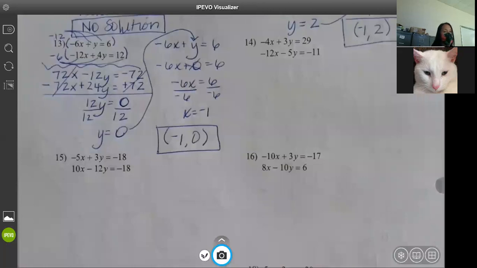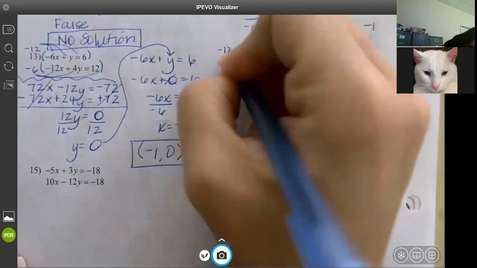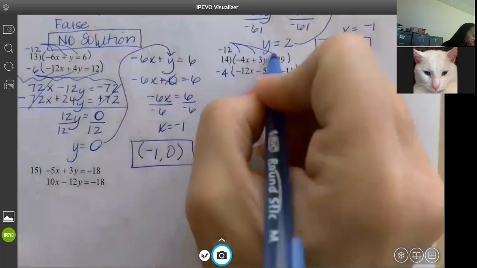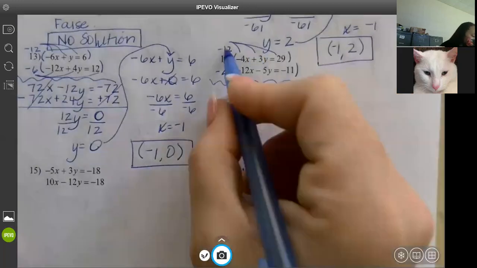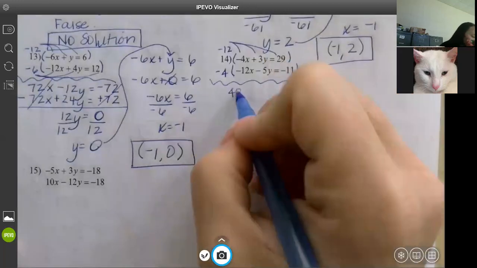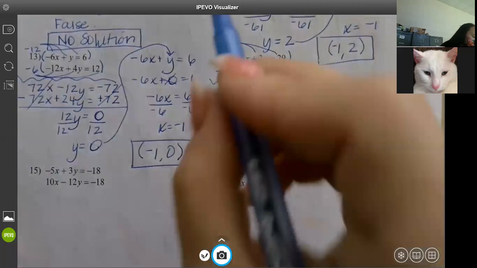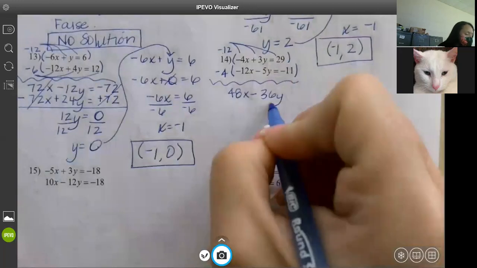Right. I'm going to do the next one with you, and then on 15, I'm going to start asking questions, okay? First step, switch your front numbers. The top is going to get negative 12. The bottom is going to get negative 4. We're going to distribute. Negative times a negative makes a positive. 12 times 4 is 48, and there's an x. Negative times a positive makes a negative. 12 times 3 is 36, and there's a y.